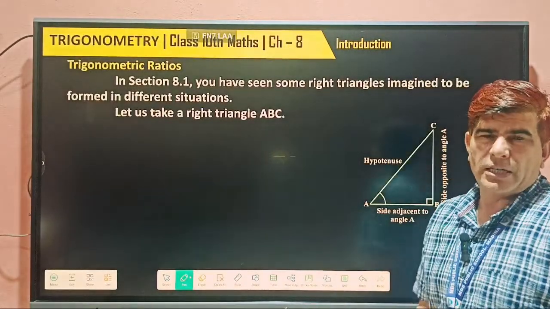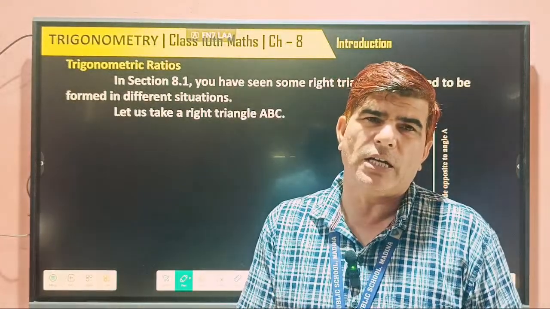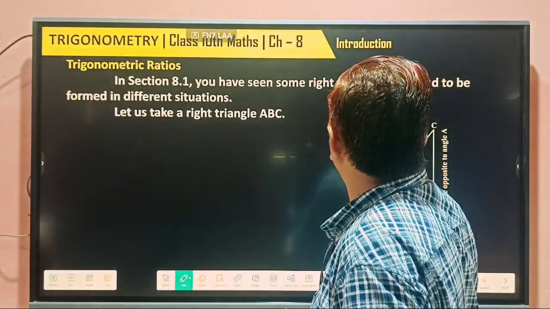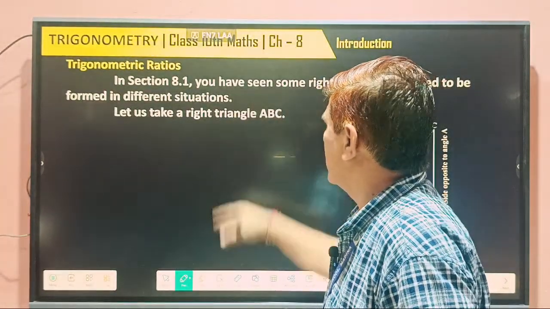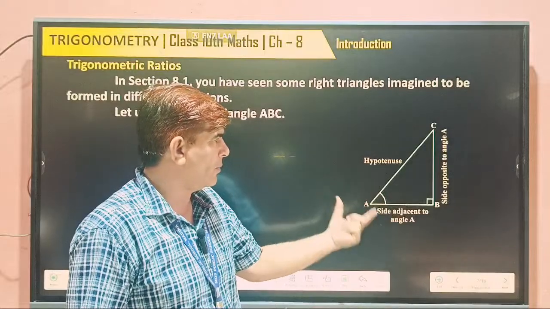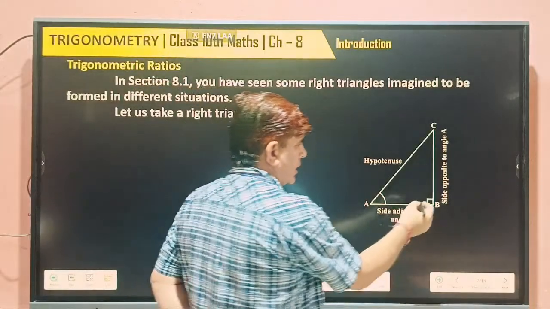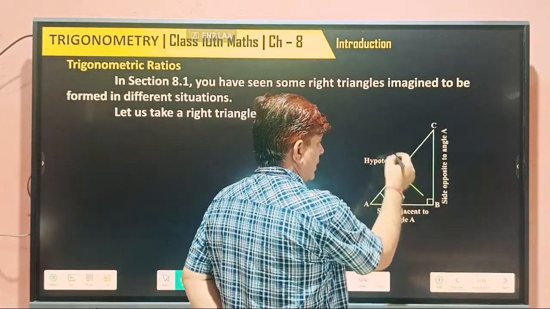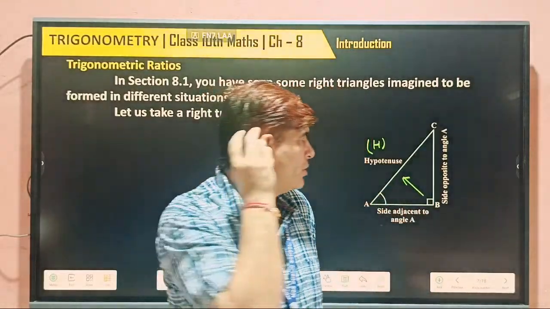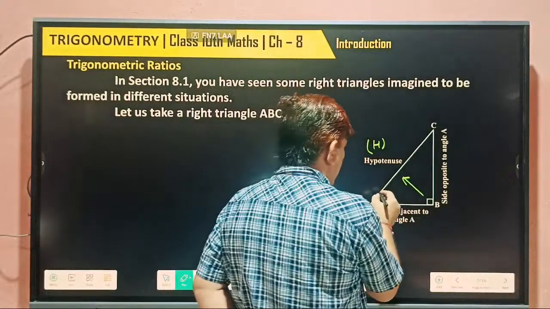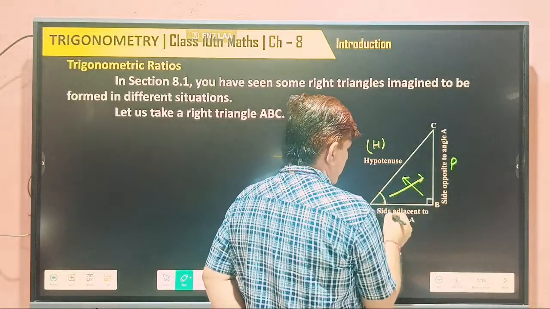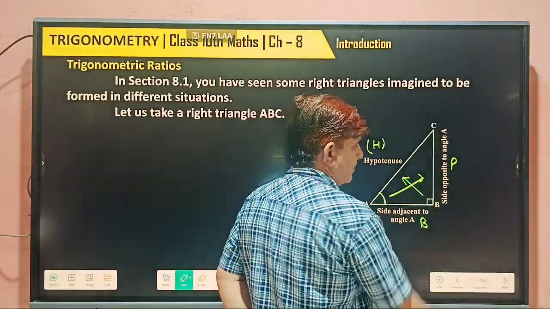So come here, we will start now. I think you understood which one is the hypotenuse, which one is the base, and which one is the perpendicular. In this section, you have to imagine a right angle triangle in different situations. Let us take a right angle triangle. Our topic starts from here. Already I told you this angle is a right angle, and opposite to this is the hypotenuse. This is our assumption also. Understood? And this angle is this, so opposite to this is the perpendicular. And this side is known as the base.